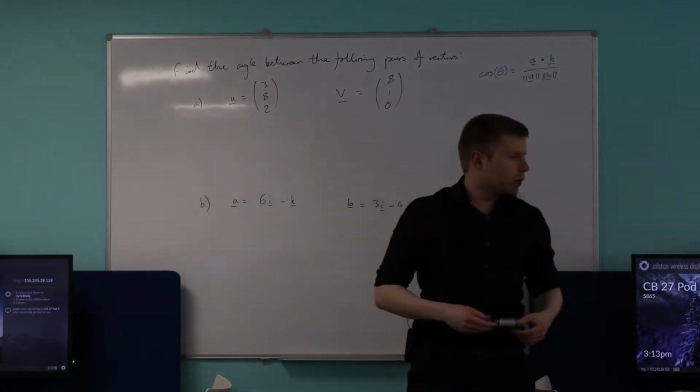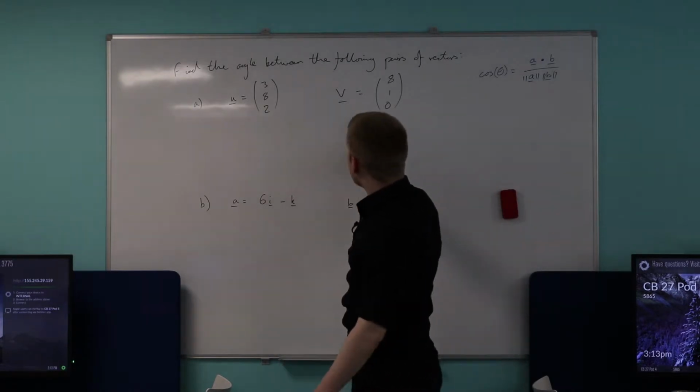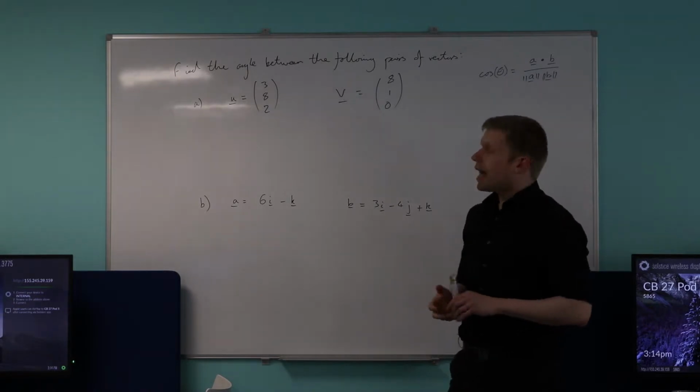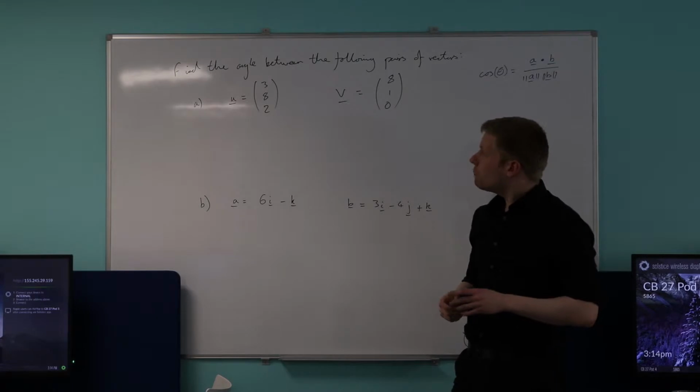Okay, shall we go through the first one at least? Make sure we're all okay with the first one. So we have two pairs of vectors here. We have u is 3, 8, 2, and we have v is 8, 1, 0. And I have asked you to calculate the angle between these two vectors.